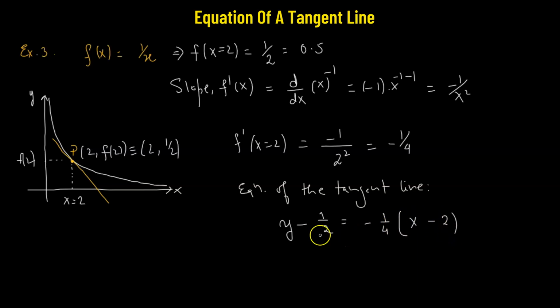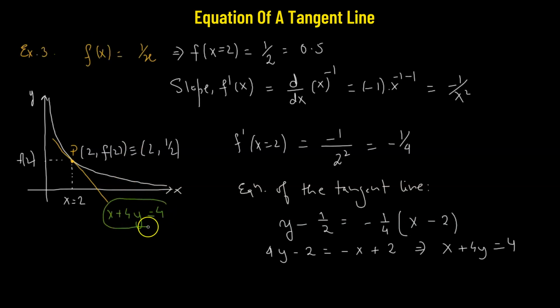So x1 is 2. We can multiply throughout, but let's do it with 4. So we have 4y minus 2 equals negative 1 times x, which is negative x plus 2. Rearranging everything should give us x plus 4y equals 4. So this is the equation of our tangent line, which is x plus 4y equals 4. Right. Let's move on to the next problem.